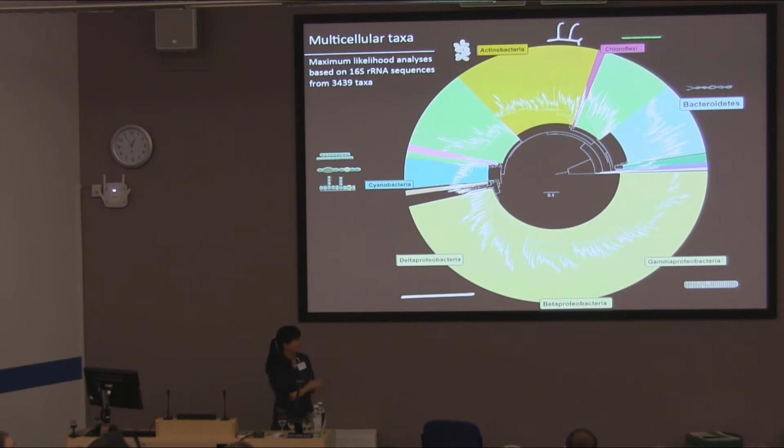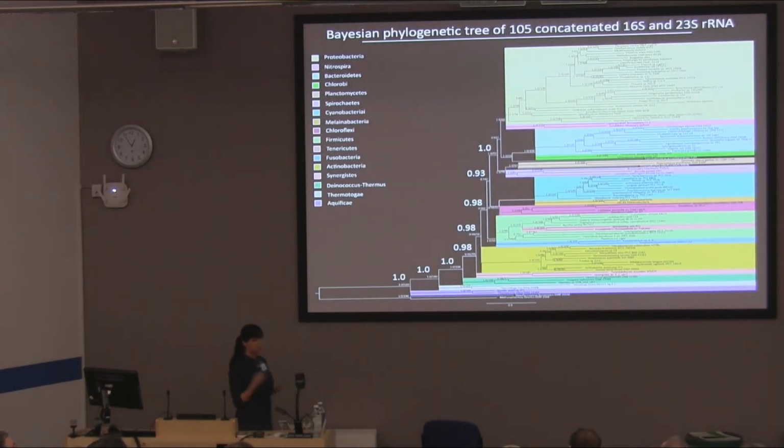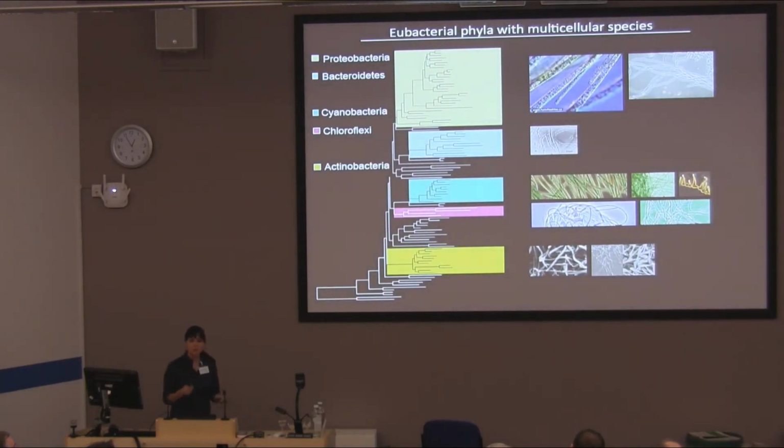So I subsampled a smaller set from this huge phylogeny. Those are two genes, 16S and 23S, concatenated, of 105 taxa that cover most of those phyla. This is a Bayesian phylogeny, and we see immediately that posterior probabilities at deep nodes are much more convincing, almost close to 1 for all of those. Now, if we only look at the multicellular taxa, we have the Proteobacteria, where we have multicellular forms like Beggiatoa and Leptothrix. Here we have the Bacteroidetes, Cyanobacteria, the Chloroflexi, and the Actinobacteria.